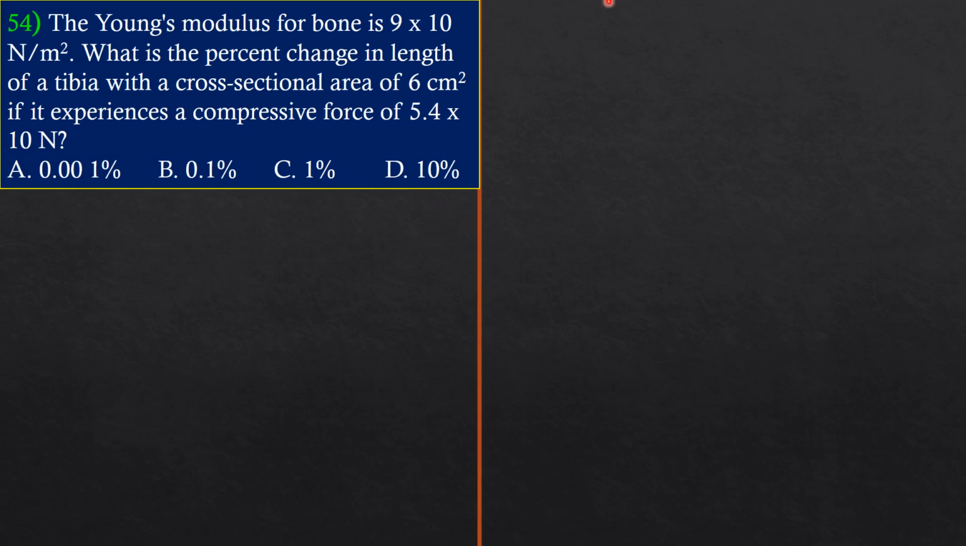Question 54 reads that the Young's modulus for bone is 9 times 10 raised to the power, some value here, friends. The question itself made an error by not giving the value. But after further investigation, guys, I saw that this value here was 9. Wait, that's 10 raised to the power 9. What is the percentage change in length of a tibia with a cross-sectional area of 6 centimeters squared if it experiences a compressive force of 4.5 times 10, guys, this also has to be 10 raised to the power 3?